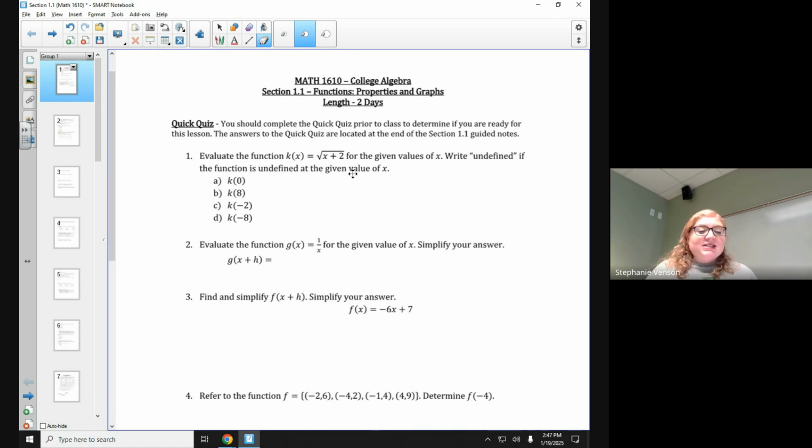Second, you're always going to see a quick quiz at the start of each lesson. The quick quiz contains prerequisite material that you need to be successful in this lesson. Ideally, you would complete the quick quiz prior to the lesson, check your answers, and then come into the lesson with that familiar knowledge in your mind.